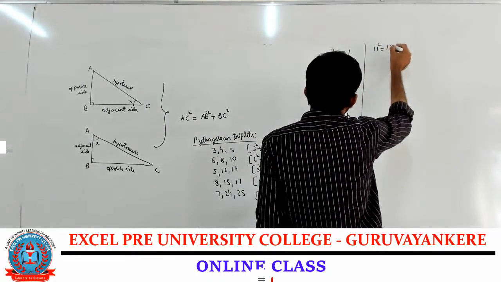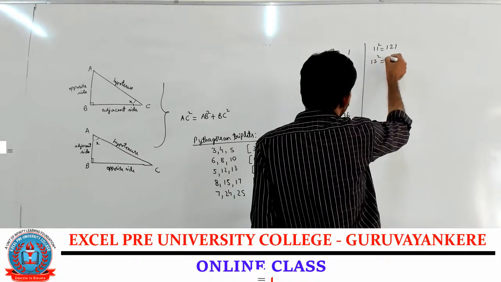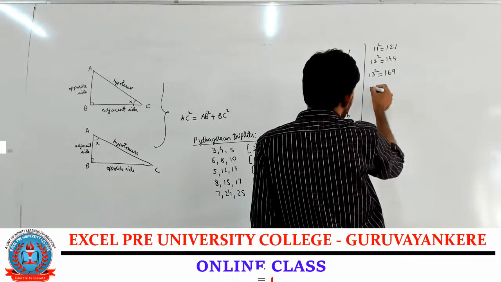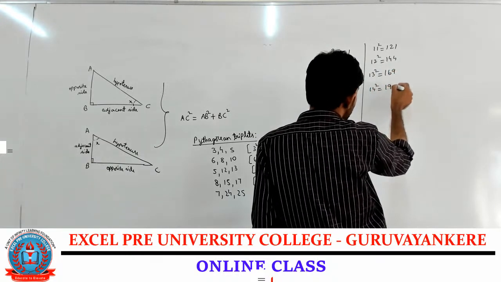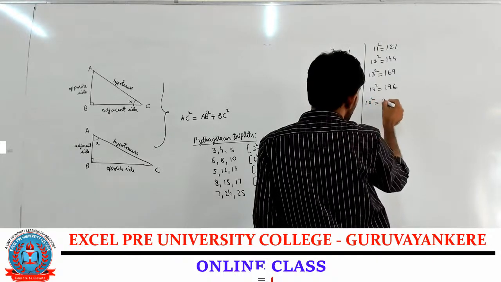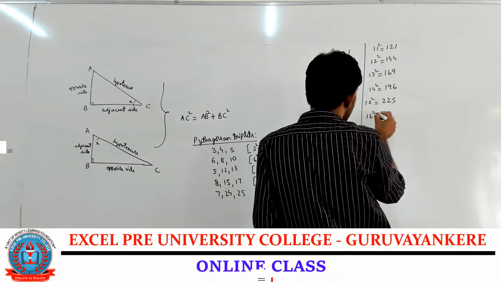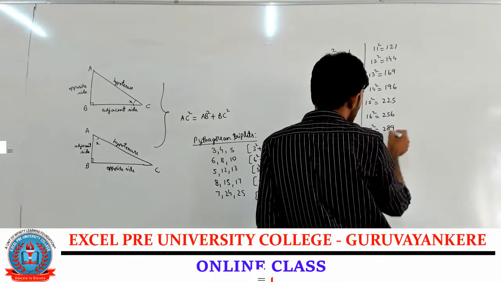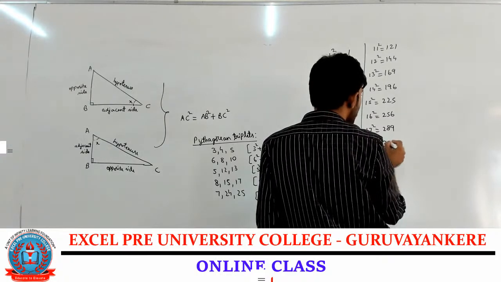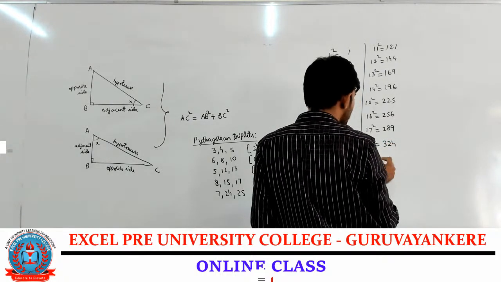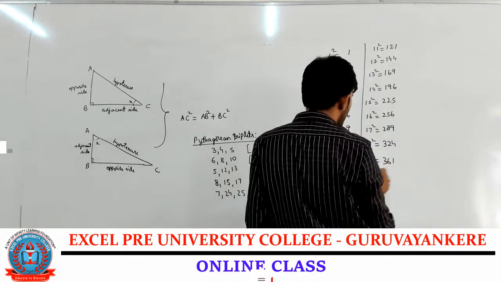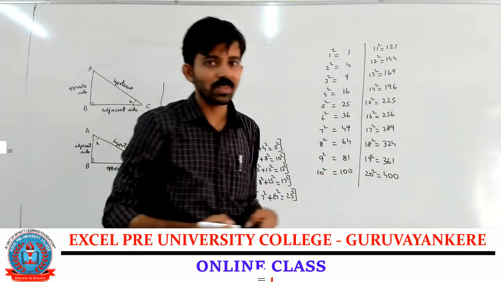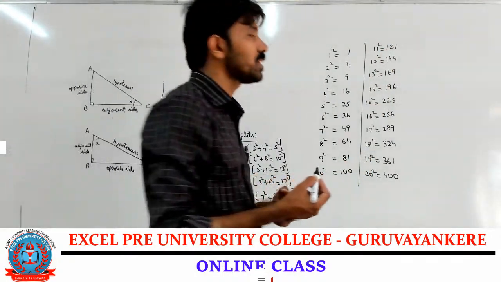11 square is 121, 12 square is 144, 13 square is 169, 14 square is 196, 15 square is 225, 16 square is 256, 17 square is 289. Learn all these, students, memorize it. 18 square is 324, 19 square is 361, and finally 20 square is 400. Beyond this you can also learn, but at minimum learn this much. It is useful to work out the problems.